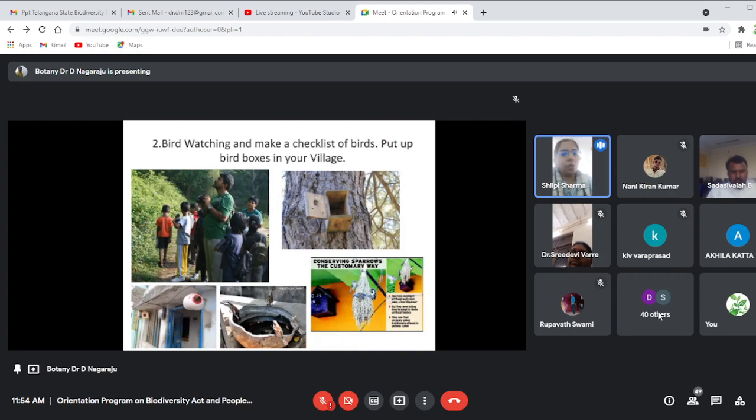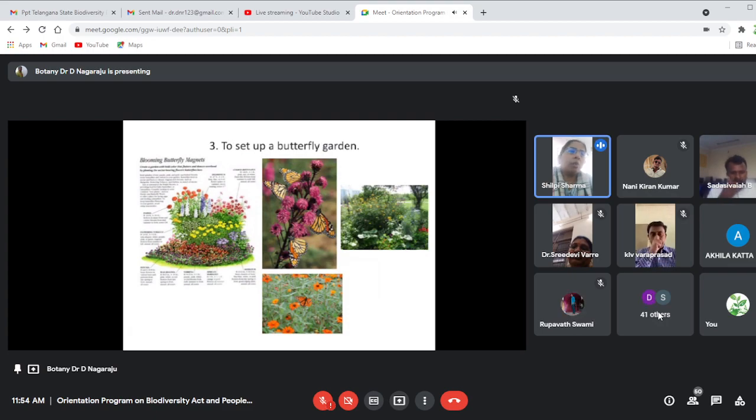These small steps at your village, at your hostel, at your college, at your school level, you can do, and you can get connected with nature and conserve it at your own step, without spending a single penny. You can do so much for nature. Next, you can have a butterfly garden in your college or in your campus or in your home.